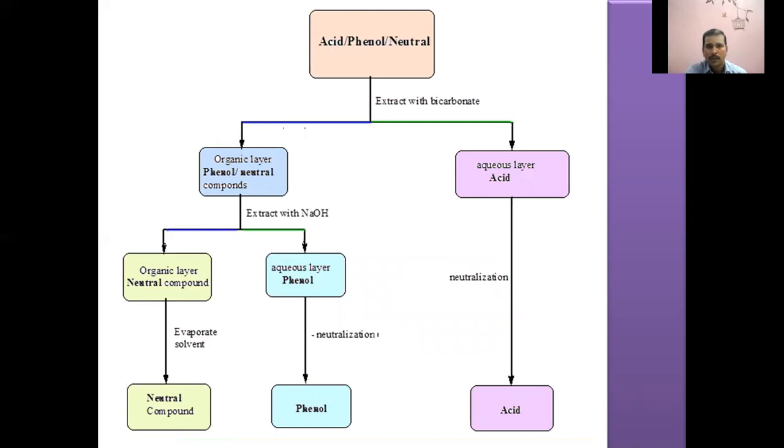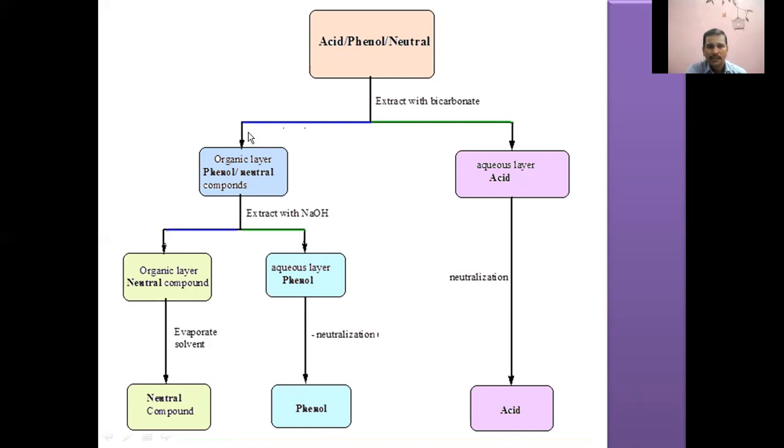To convert acid into sodium salt. So the aqueous layer is containing acid. Release the aqueous layer, neutralize it, you will get back the acid. Now the acid has been separated from phenol and neutral organic compound.